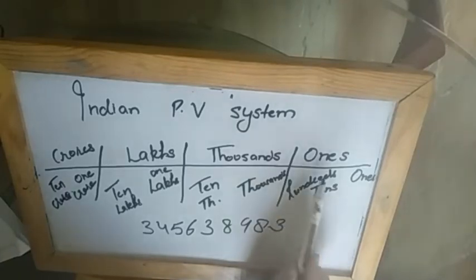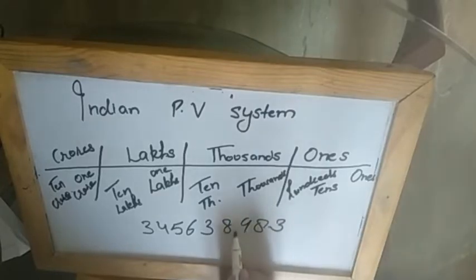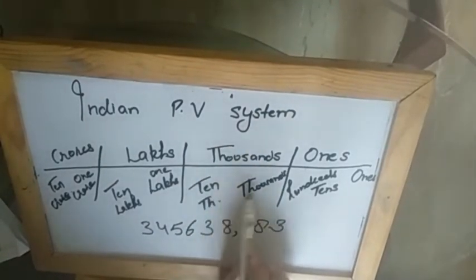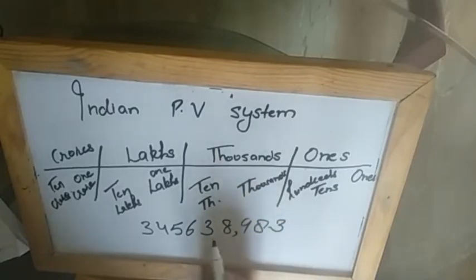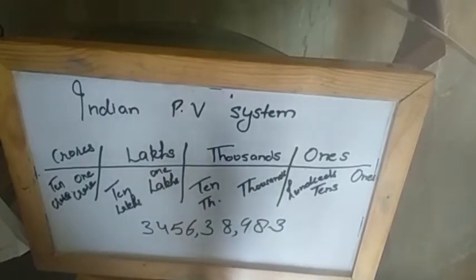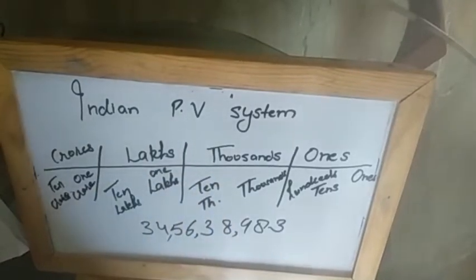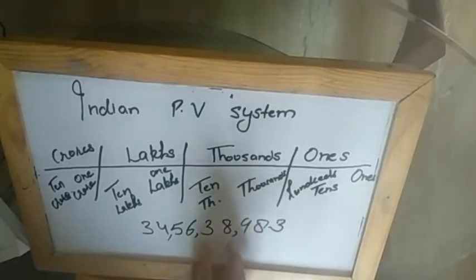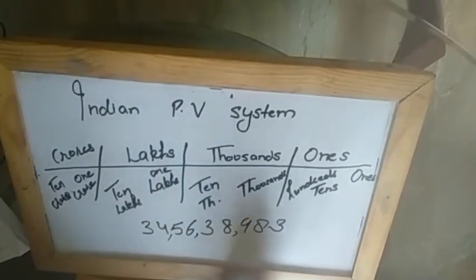So in the first period ones, you have 3 place values. You leave 3 digits and put a comma. Then in the thousands period, you have 2 place values. So after 2 digits, you put a comma. Then again a comma after 2 digits, and this is how we put the commas according to the Indian system. First after 3 digits and then after 2 digits.